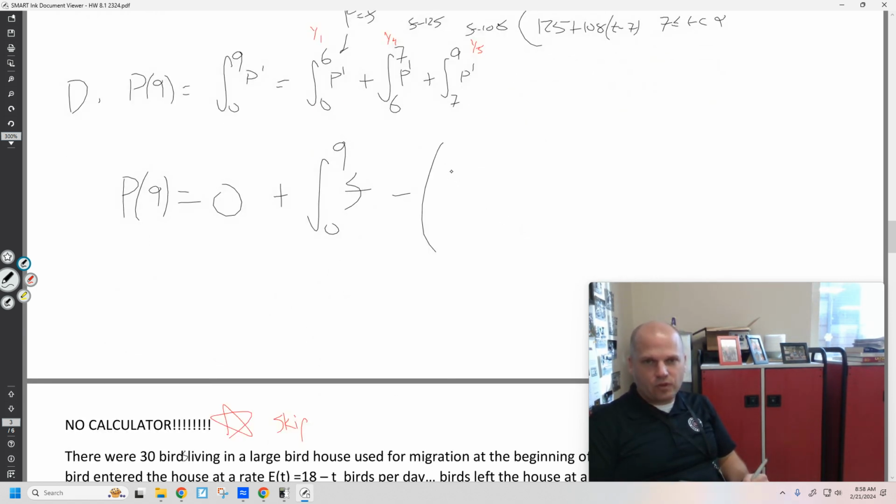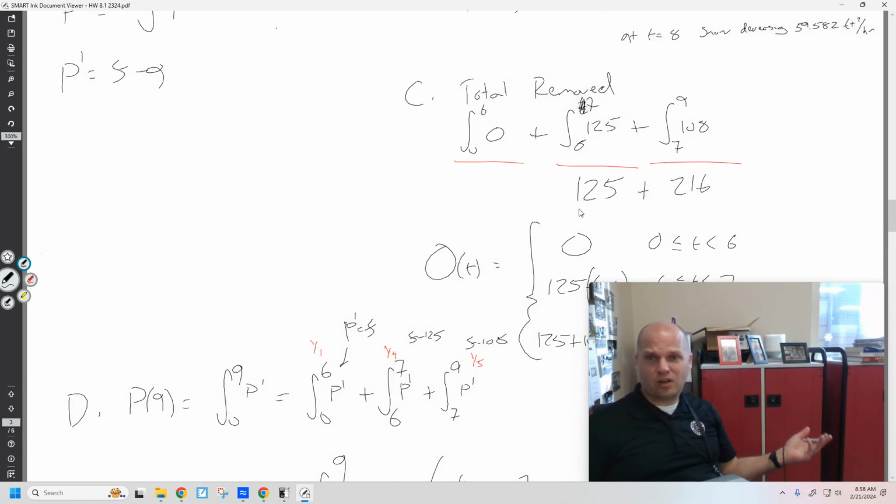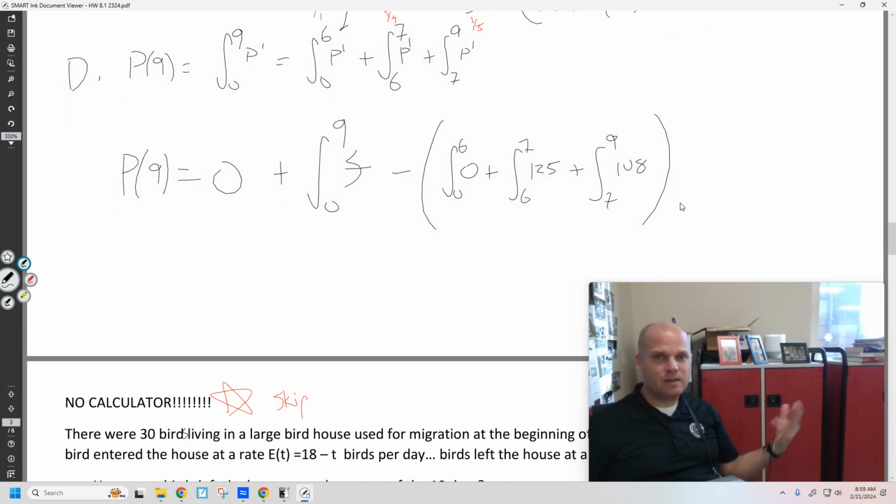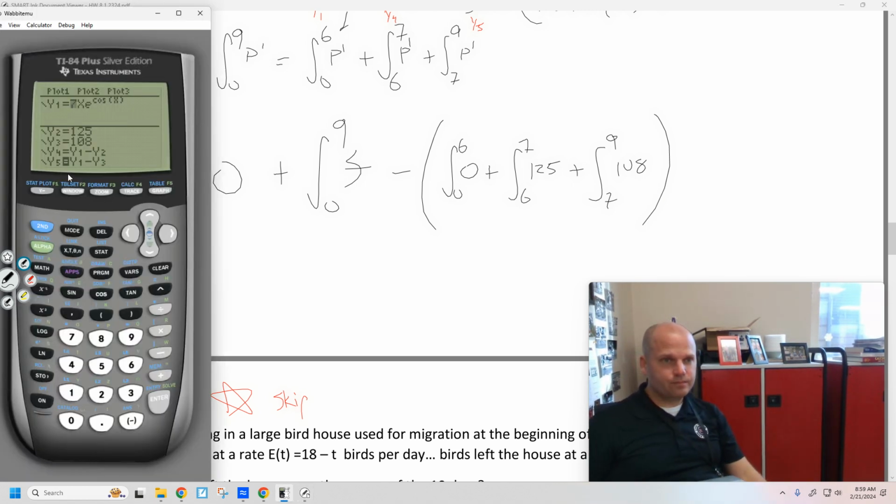You can have the total out being 0, 125, 108. You already know what this value is. It's 125 plus 216. You're going to get the same answer either way, whether understanding how P prime changes or just keeping ins and outs as separate. Let's get the answer.